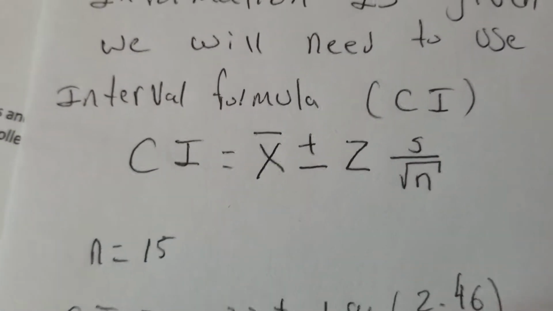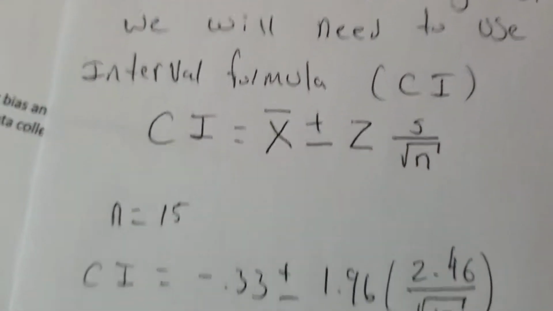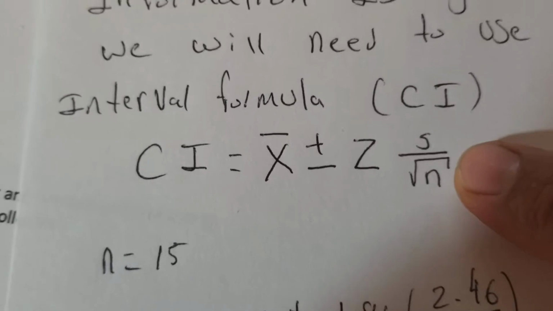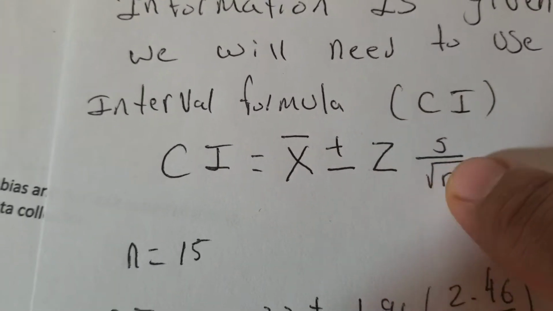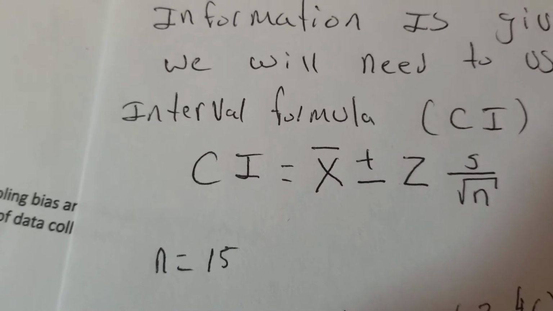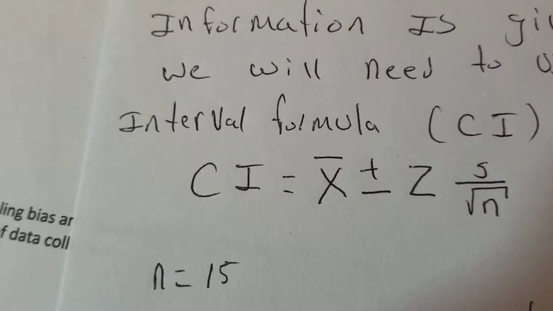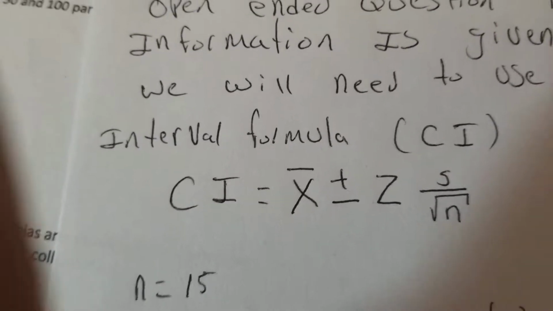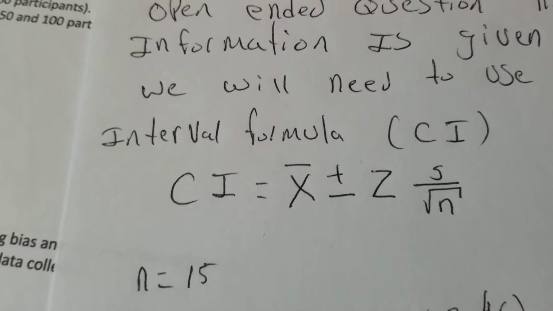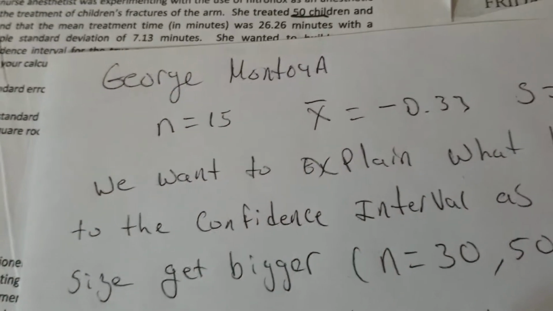So as n increases in value, this whole number is going to get smaller. It means that as we get a larger sample size, this number right here is going to shrink in size. Okay, so let's take a look at what happens.